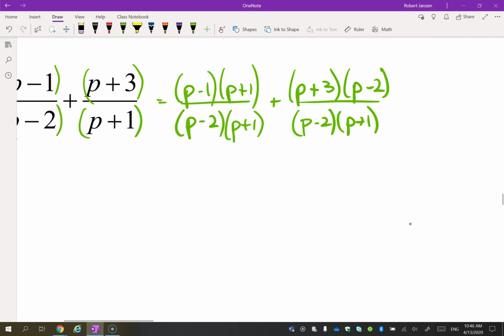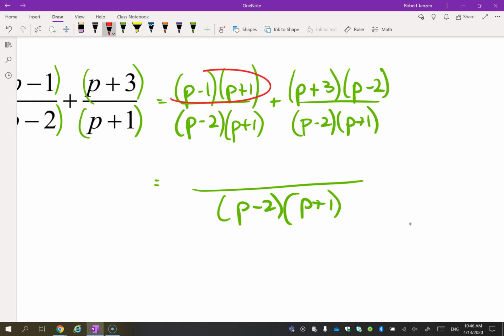Okay, now our denominator is p - 2, p + 1. Don't multiply it or expand it. Leave it factored. You can always leave it factored. And we do that in case something can cancel out, but also you don't need to multiply this out. You don't need to multiply it to a general form. Okay, but the numerator we will have to multiply out because we're going to have to collect like terms.